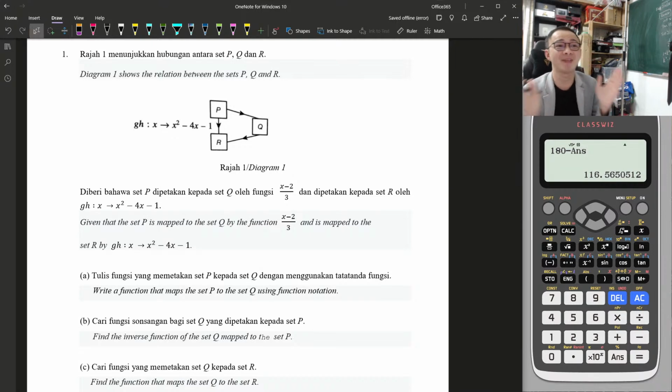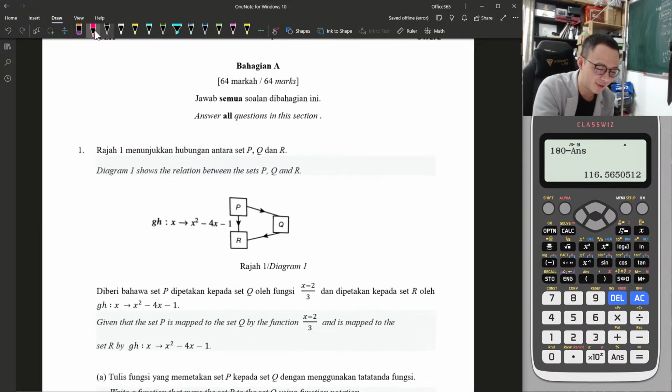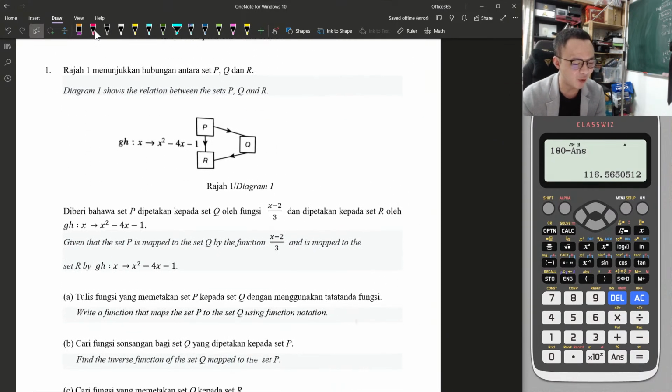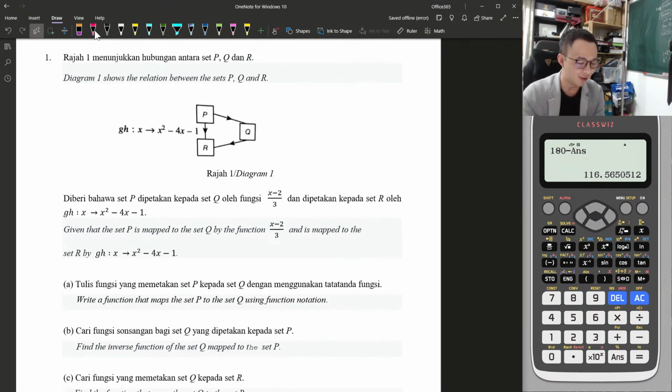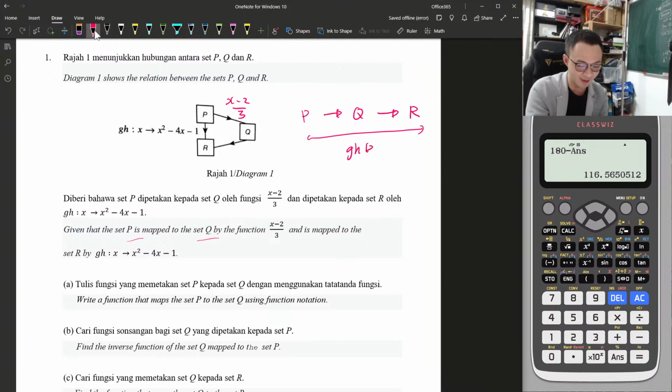All right, so let's begin with the function. Red color will be good. Diagram 1 shows the relationship between P, Q, and R. It's given a set P mapped to Q, by the function of x minus 2 over 3, and then Q is mapped to R. So the whole process, P to Q and then Q to R, is called GHX equals x squared minus 4x minus 1.